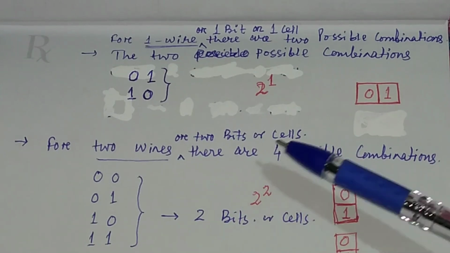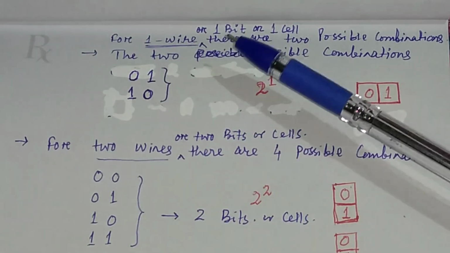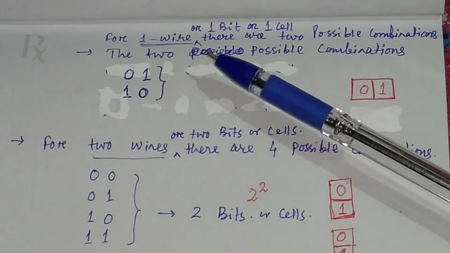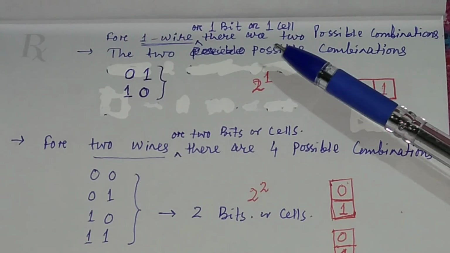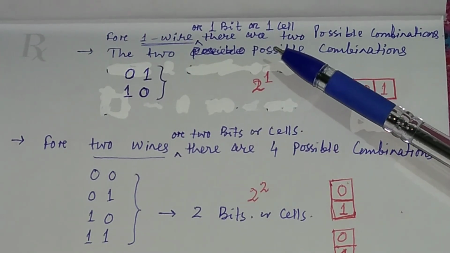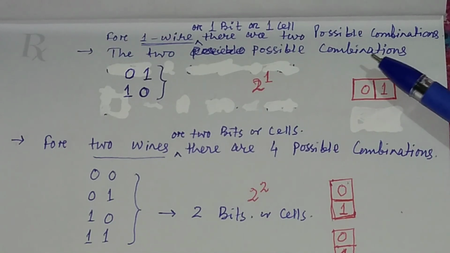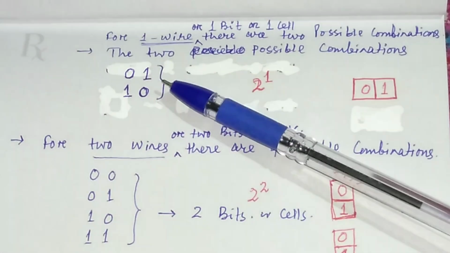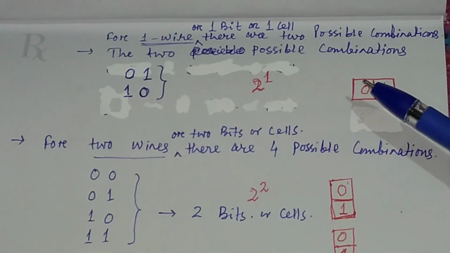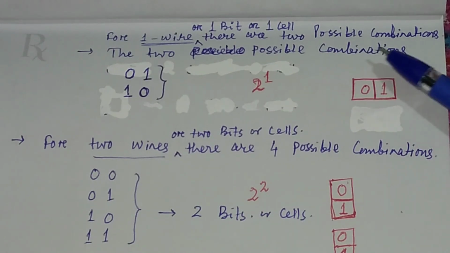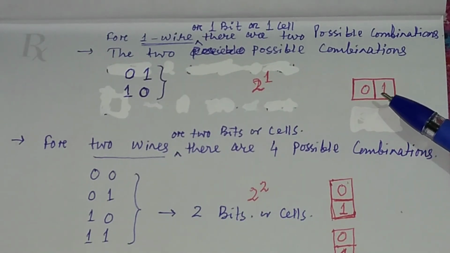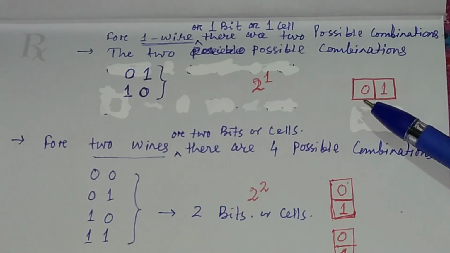Take the case of a resistor. Suppose you are considering one wire. For one wire, you take it as one bit or one cell. And in one bit or one cell, there are two possible combinations. Suppose this is your one bit or one wire where you have one value, on condition or off condition, you take it as 1 or 0. So there are two possible combinations: one is 0, another one is 1.